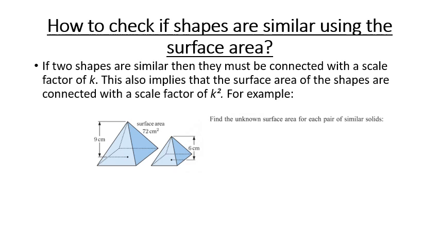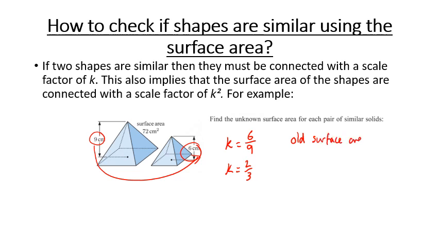we can find the unknown surface area for the similar solids here. We can see here that we're going from 9 to 6. So we actually have a k value of 6 over 9, or we can write a k value of 2 over 3. All right. And then in order to find our surface area, we have our old surface area, and we multiply that by k squared. In this particular case, we have a surface area of 72. We're going to multiply it by 2 over 3 squared.